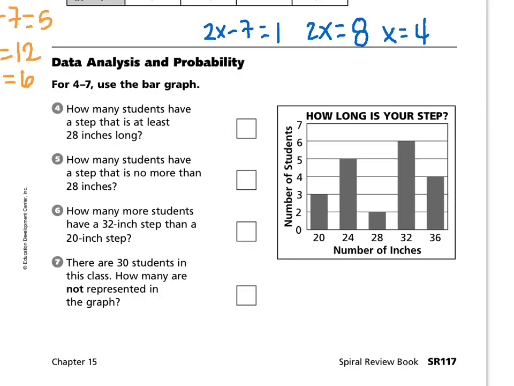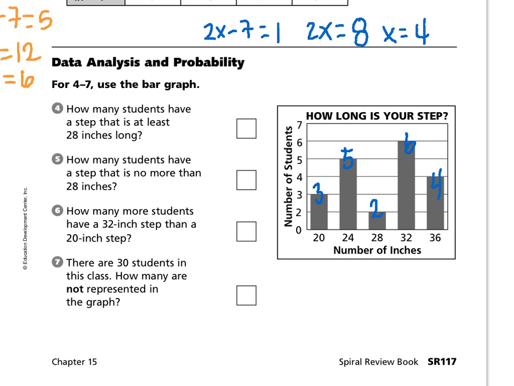Data analysis and probability. For 4 through 7, use the bar graph. How many students have a step that is at least 28 inches long? So I'm going to go ahead and mark these up so I can easily see what each one represents. This one represents 3, this one represents 5, this one is 2, this one's 6, and the next one's going to be 4.